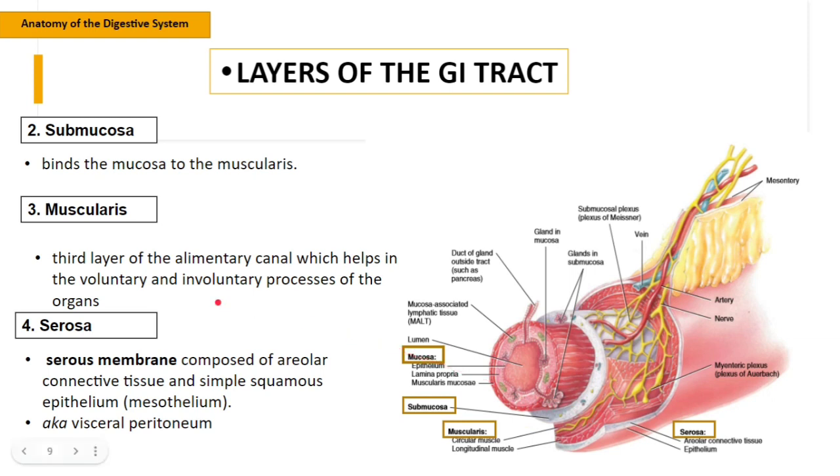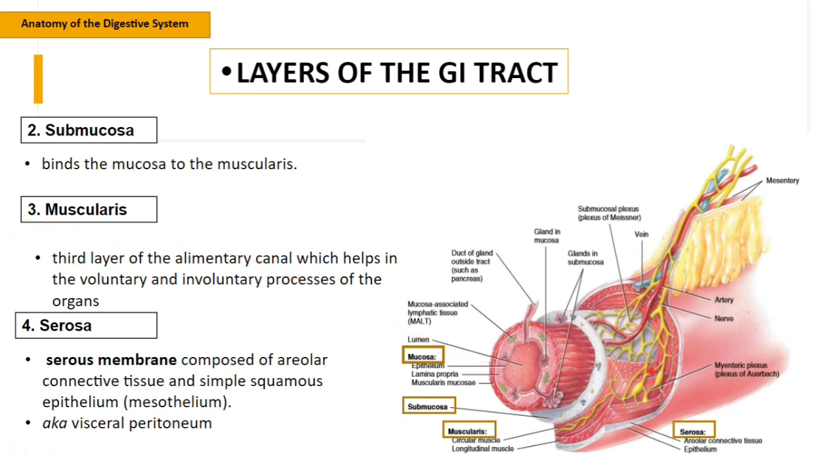Okay? So next layer, we have our muscularis, which is the third layer of the GI tract or the alimentary canal, which helps in the voluntary and involuntary processes of the different organs of our GI tract. Because some of the organs that are part of the GI tract can be consciously controlled or voluntary, like we can control how it moves, or it can be an involuntary process. So the reason behind that is the muscularis layer.